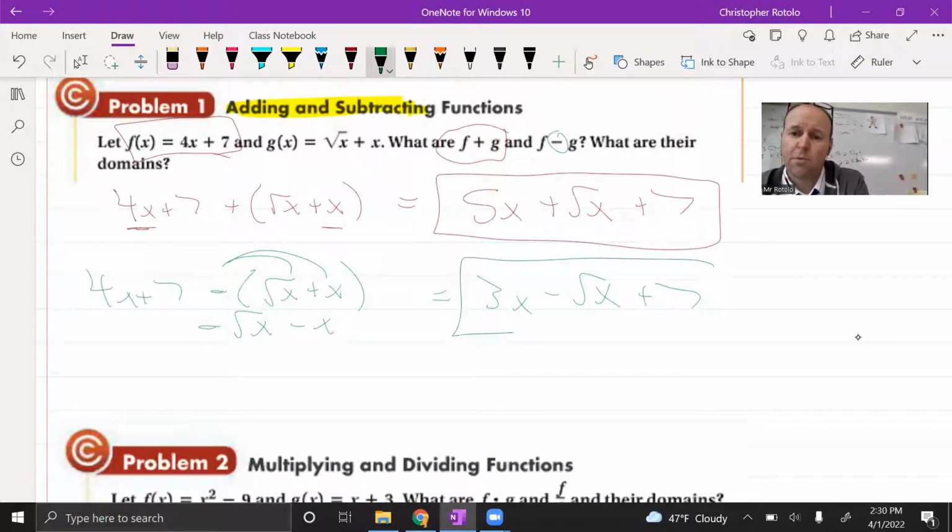All right, one thing I left out on both of these because we can do it at once. What are their domains? So we go back to the very, very beginning. I have a domain issue with the square root. Right? We don't take the square root of negative numbers, right? We do, but we get imaginary numbers. So you get the idea.